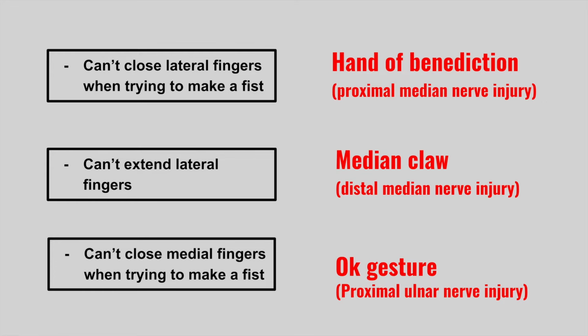Now remember, in distal nerve injuries, we're trying to get the patient to extend their digits, and issues here cause claw hands, versus in proximal injuries, you're trying to get the patient to flex and make a fist. Okay, and remember, issues with the lateral fingers are going to be due to median nerve injuries, and issues with the medial fingers are due to ulnar nerve injuries.